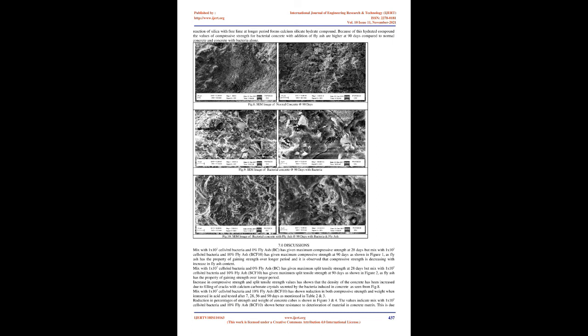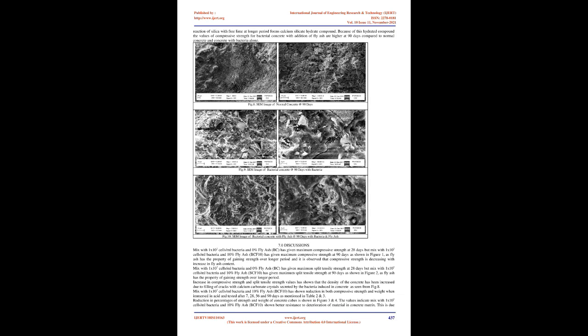7.0 Discussions. Mix with 1x10^7 cells/ml bacteria and 0% fly ash, BC, has given maximum compressive strength at 28 days, but mix with 1x10^7 cells/ml bacteria and 10% fly ash, BCF10, has given maximum compressive strength at 90 days as shown in Figure 1, as fly ash has the property of gaining strength over longer period, and it is observed that compressive strength is decreasing with increase in fly ash content.